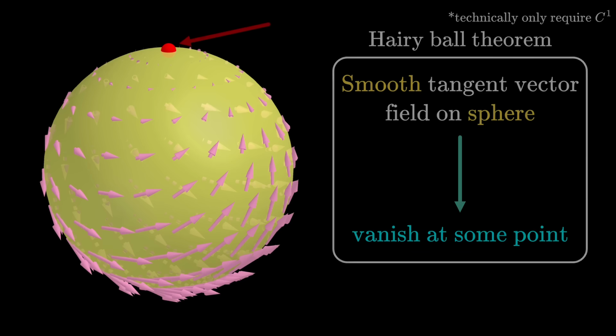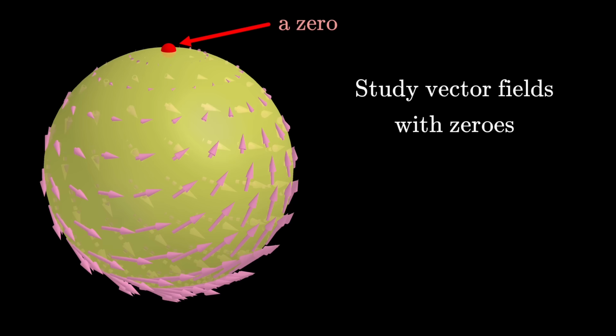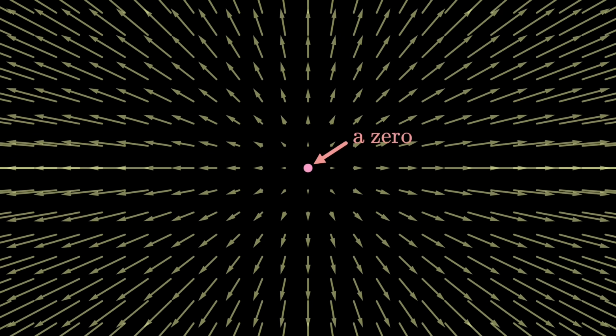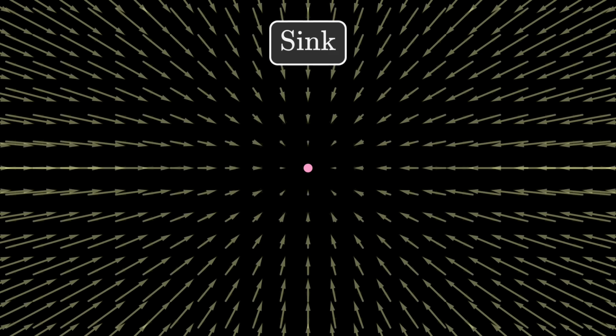The points where the vector field vanishes are called zeros. And to prove the hairy ball theorem, it seems very natural as a first step to study vector fields with zeros. Let's consider a much simpler setting, a vector field on a flat surface. In this illustration, we have a zero right in the middle, which acts like a source where all vectors point away from. Of course, a zero can also look like a sink, where all vectors point towards.